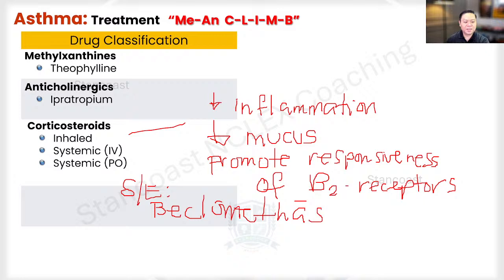So this is a common corticosteroid that can cause hoarseness in the voice. And guys, this is a steroid, and this is going to be not so helpful if we are not teaching the patient about proper oral hygiene.